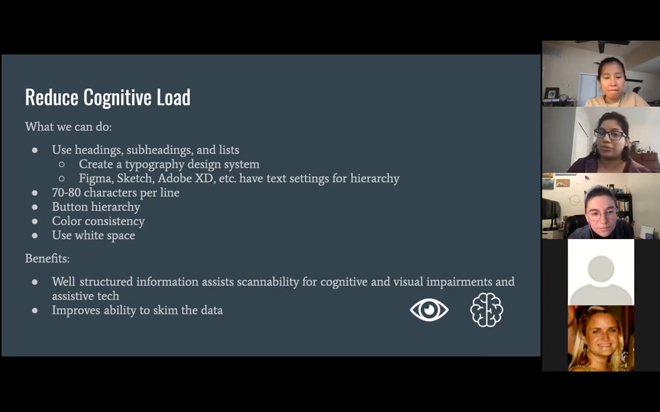Just in terms of how people focus, 70 to 80 characters per line is probably the max that you want to achieve. Making sure there's clear hierarchy with buttons, so not having 1,000 different types of buttons that do different things, but making sure it's clear what the main call to action is, and having a limited number of tertiary buttons. Again, using consistency with our colors, and then white space is super helpful too to help people focus. This is going to help people with cognitive and visual impairments, as well as the actual assistive technology, to avoid getting distracted. And in general, it will help people's ability to skim the data and actually retain whatever we put out there. So instead of putting everything out there, just put what's necessary.